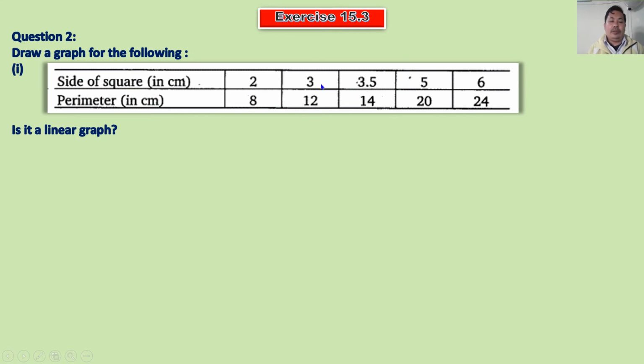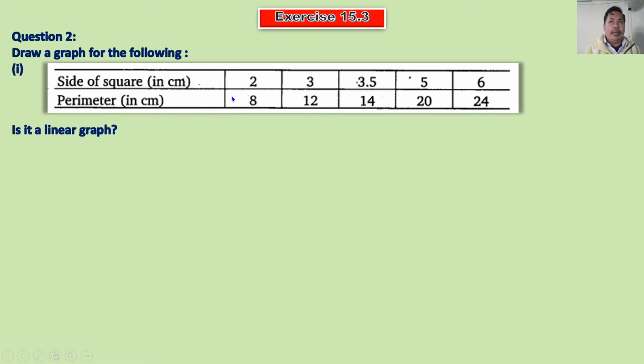So now we are going to plot this information or this data on the graph. We are going to find out the points on the graph, so that the points will indicate the value of x and value of y here. What we will take as the value of x is the side of the square, that is in centimeter, and perimeter will be the value of y.